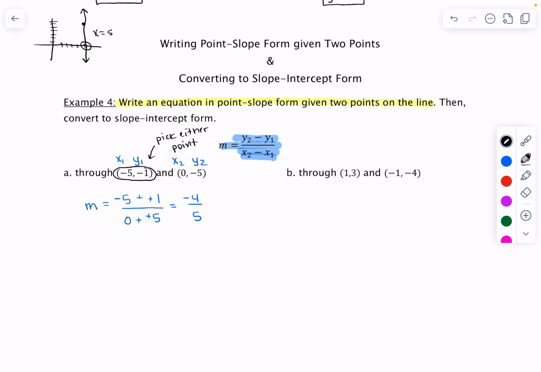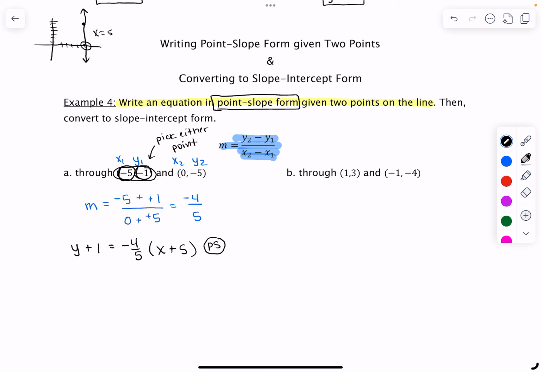So I'm going to pick that first point. So I've got my y plus 1. I'm getting the plus 1 from this -1 right here, equals -4/5. That's the slope I just found. Parentheses x from the form. And then my x value is -5 here, so that becomes +5 in my equation. So this is my answer to point slope form. That is what I'm answering here. I found it in point slope form. That answers part 1 of the question.